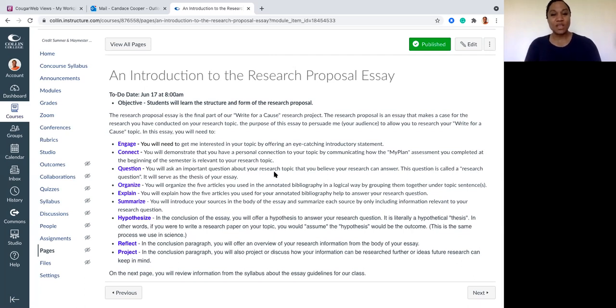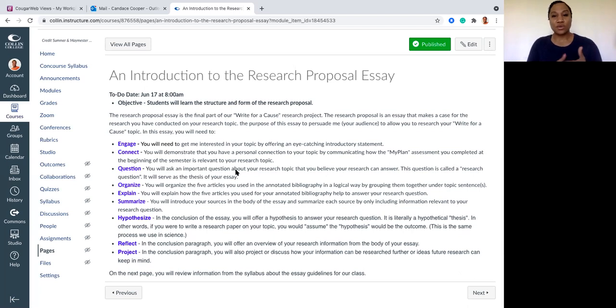Let's take a look. So the first thing you're going to do is write, like I said, an engaging introductory statement. So we're going to use different strategies to get your audience engaged in your paper so that they want to read more and they want to give you the thumbs up for you to be able to continue with your research project. So that's part one. So we'll talk about eye-catching introductory statements.